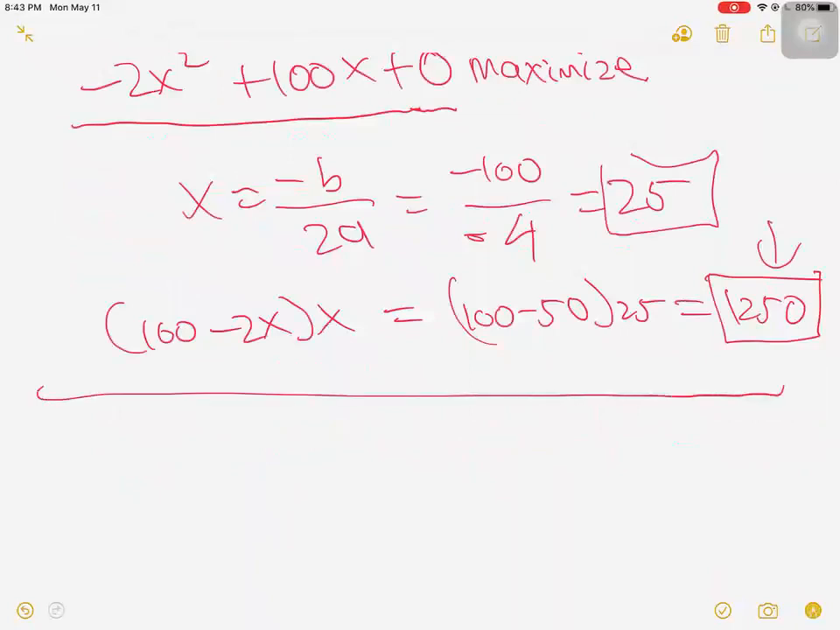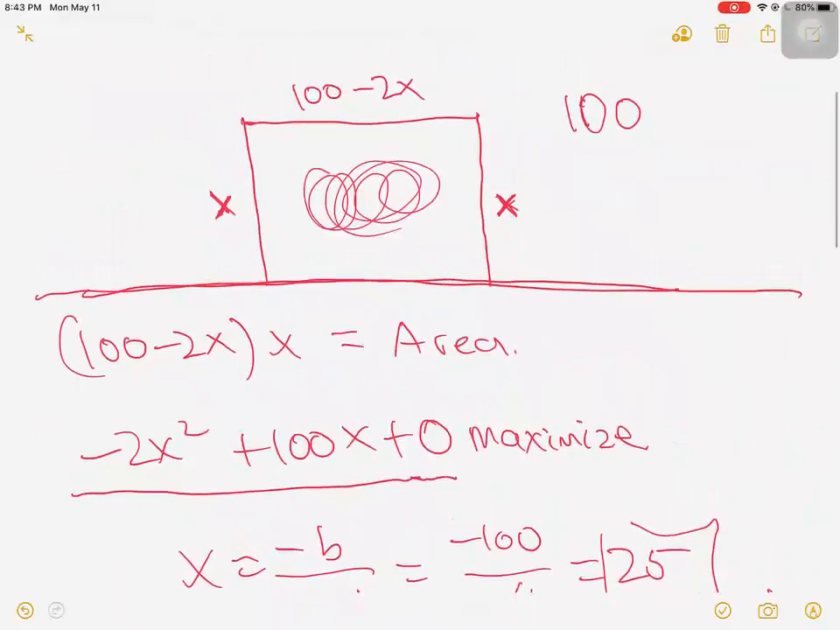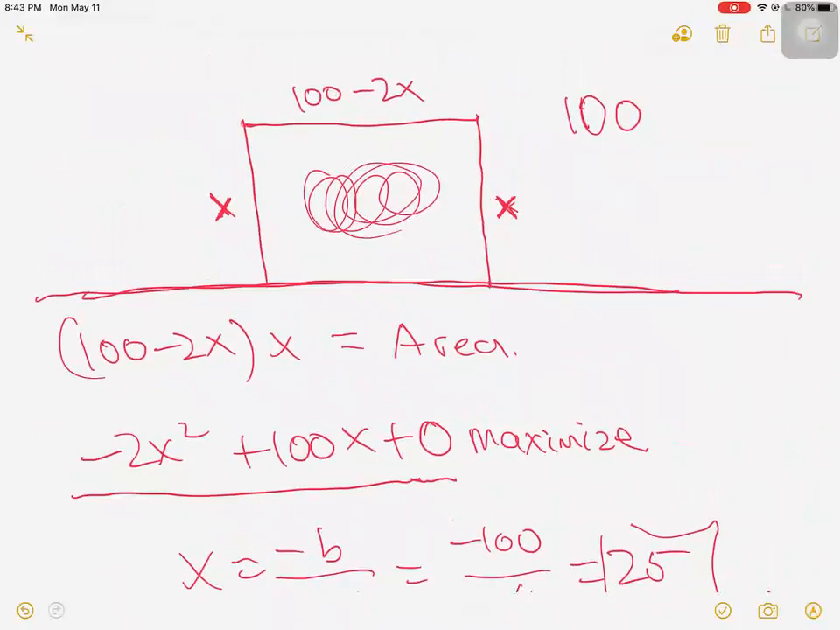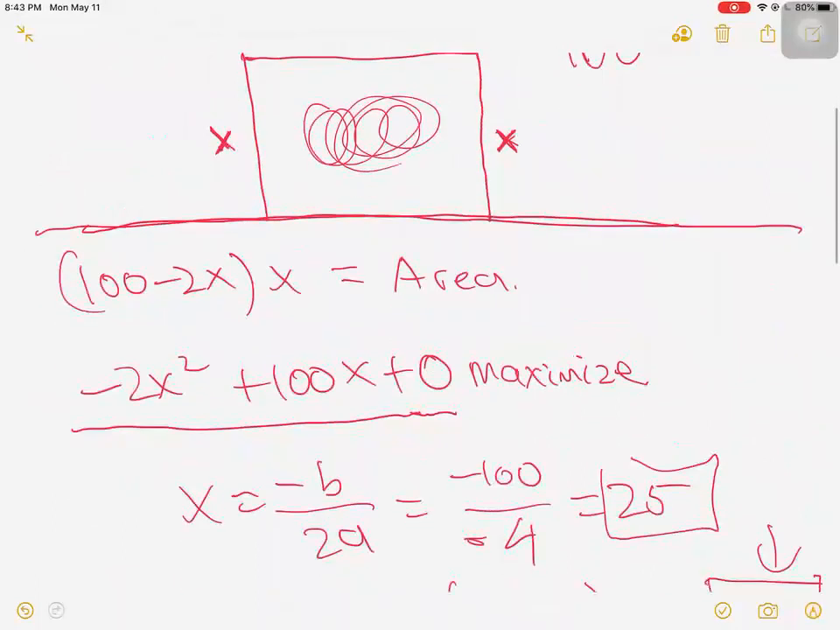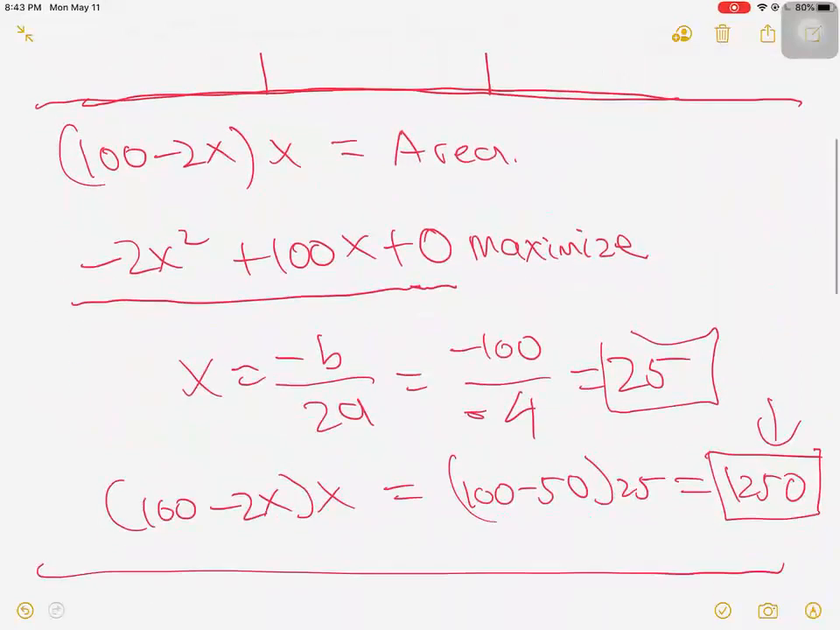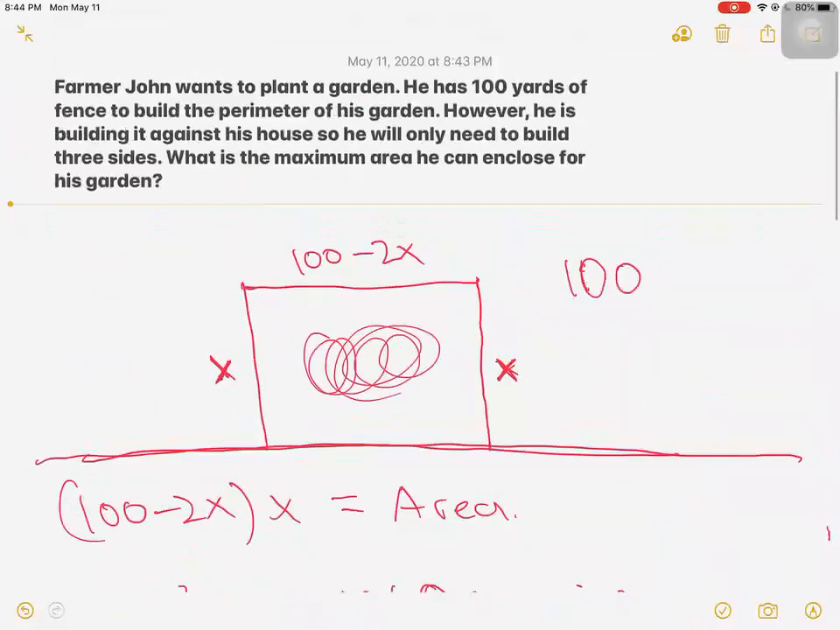So yeah, usually the shape is going to be a square, but since one of the sides is already taken, we can't assume it's a square anymore. Does everyone understand the methodology behind this? All right, so that basically covers most of the optimization questions.